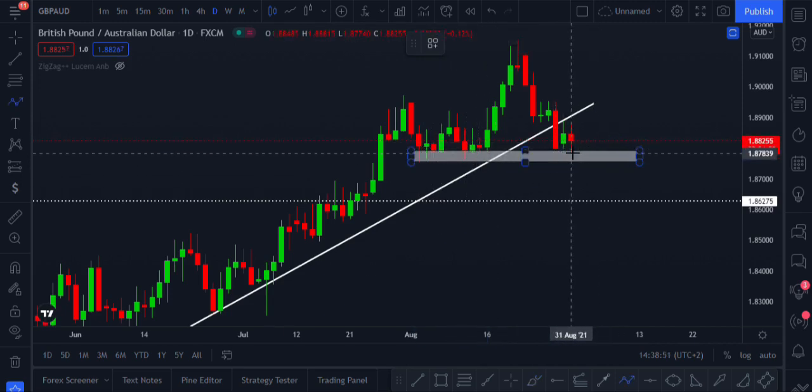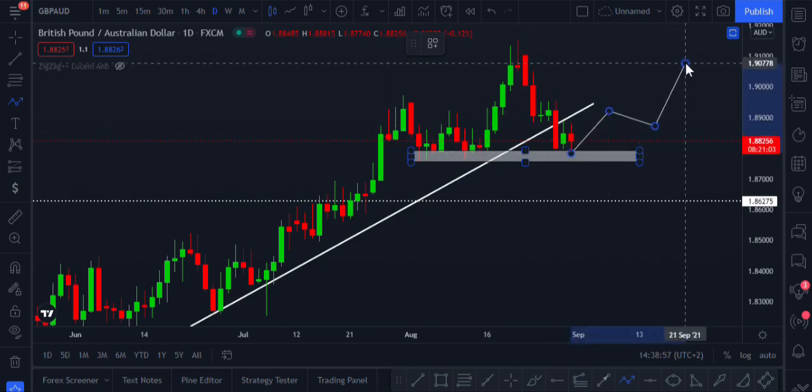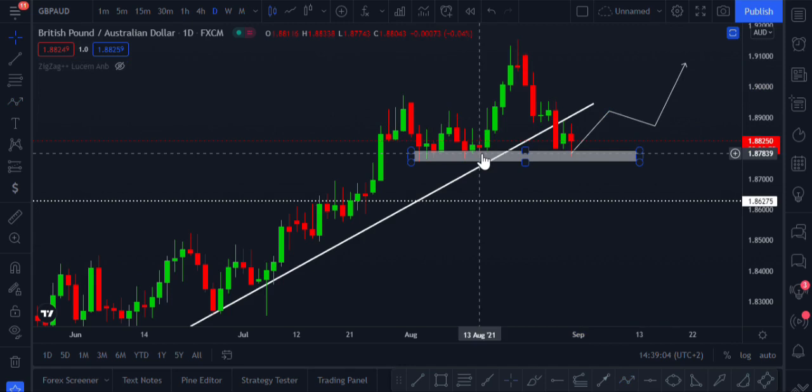Okay, so from here it will be so easy if the price continues to the upside, because the price didn't break the previous low.